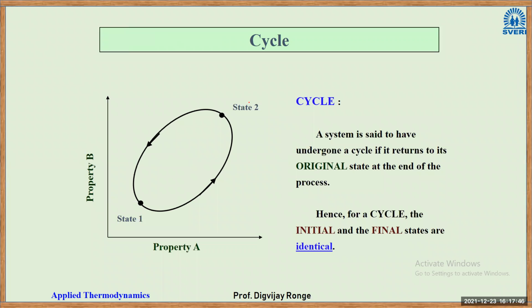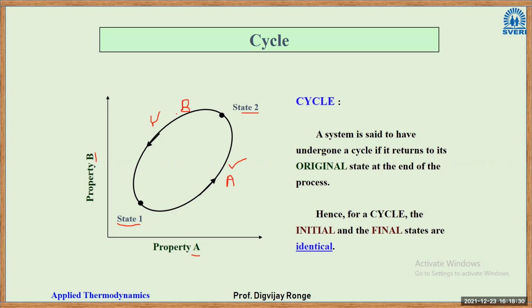Next and the last concept for today's lecture is cycle. The figure itself will explain. We are at, let us say, state 1. There is a property B versus property A. Now the system changes its state from state 1 to state 2, and this is its path. Let us say this is path A. Now in the return journey, let us say again the system goes from state 2 to state 1, and this follows path B.